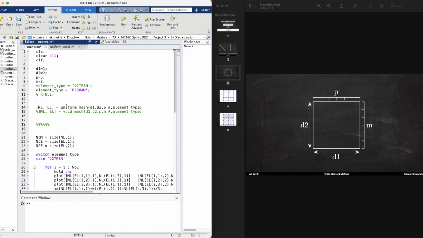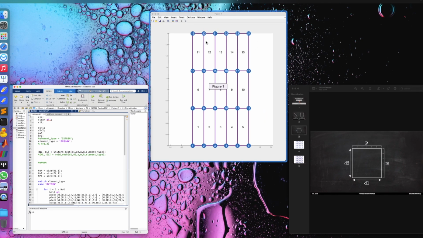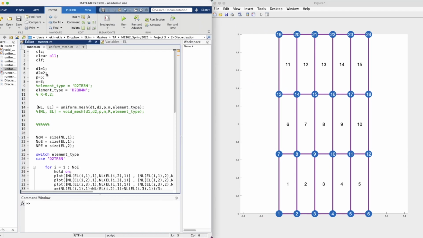First we start with the uniform mesh, and then we will have a circular void inside a rectangular mesh. So that's when we have this r here. Today we will just look at the uniform mesh, and you can see that it takes these as input and the element type, and in return it gives us the node list and the element list. So let's actually see what we run, or let me run something nicer looking.